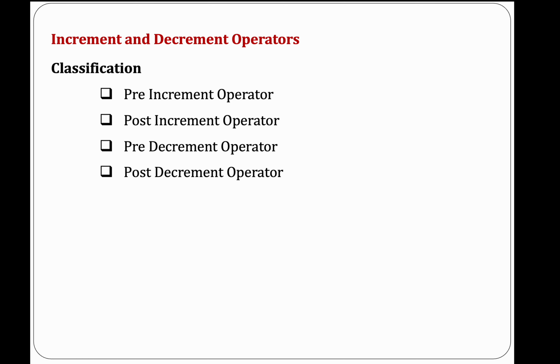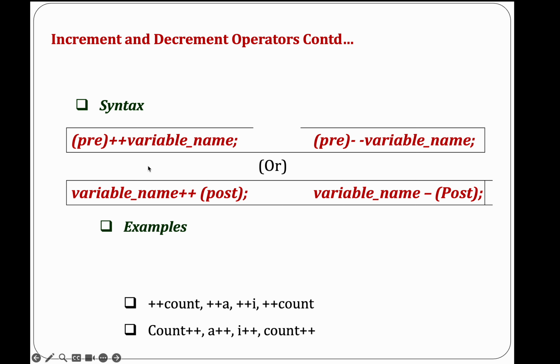Increment means the value is going to be incremented by 1. Decrement means the value is going to be decreased by 1. Look at this example syntax. This is pre-increment, where the operator is placed first and then followed by the variable name. This is pre-decrement. The decrement operator is placed first and then followed by the variable name. Post is first the variable name and then followed by the operator.